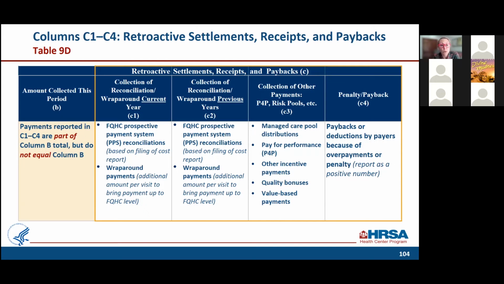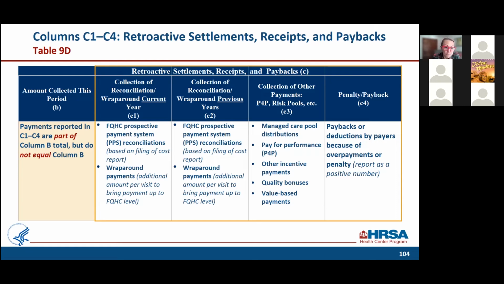In columns C1 and C2, you'll report the total amount of PPS, reconciliation, or wraparound payments you received during the year. In column C1, you'll report the amount you received from charges incurred in the current year. In column C2, you'll report the amount you received from charges incurred in previous years. So for example, last year, 5 years ago, etc.